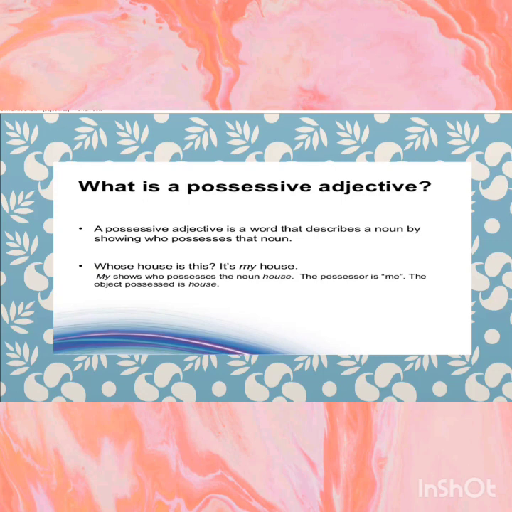Whose house is this? It's my house. So you can clearly see that the word my is written just before house. My shows who possesses the noun house. The possessor is me. The object possessed is house. We can have some more examples in this category. For example, that is your book. This is our country, or India is our country. Where is your pencil? And so on.